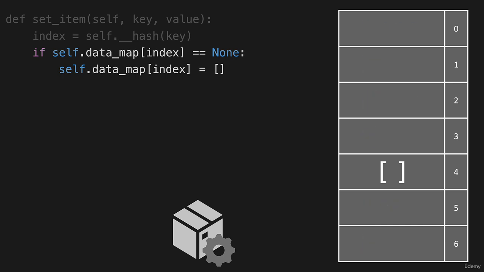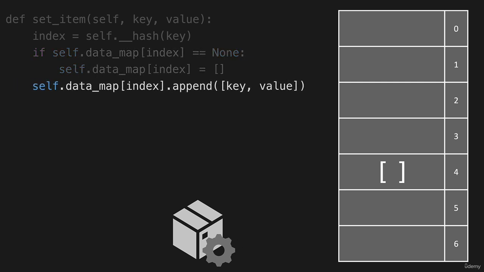Now that we have that empty list created, we can put the key value pair into that empty list. So we'll say self.datamap at that index. Then we're going to do a .append with the list that contains the key and the value. So in this case, the key and the value will be bolts, 1400. That goes right in there.